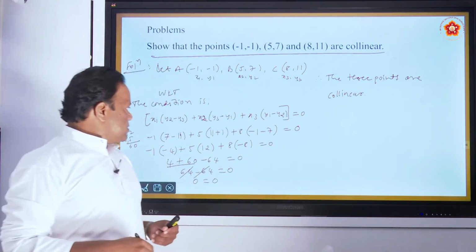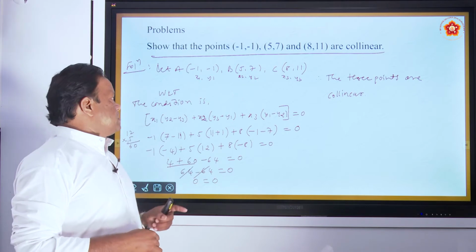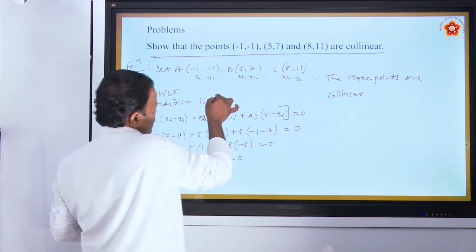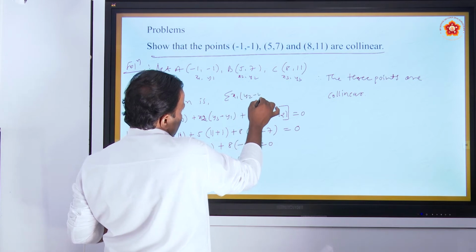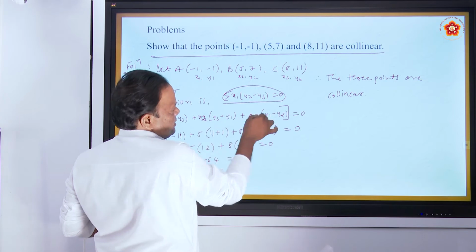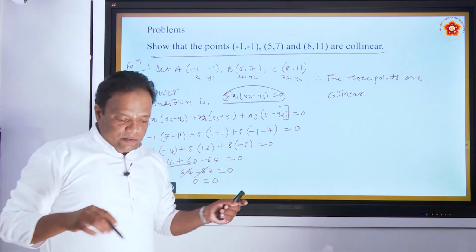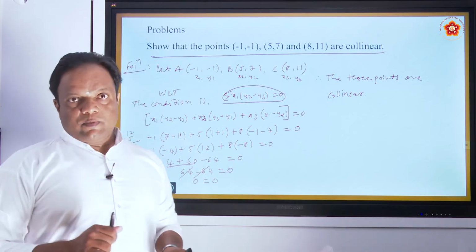Okay, so do you understand this problem? Very simple problem. Just remembering the formula is very important. Just remember the shortcut formula: summation of x1 into (y2 minus y3) equal to 0. You have to remember this formula. We can write it in summation form like this. Okay, I think you understand this problem. I think it is very simple. We move to the next problem.